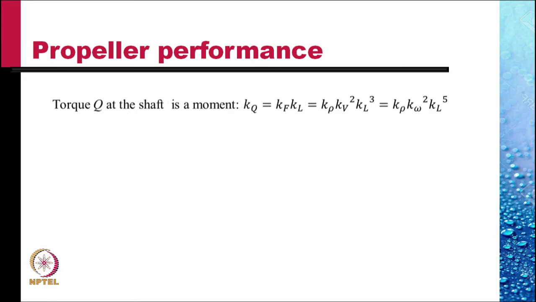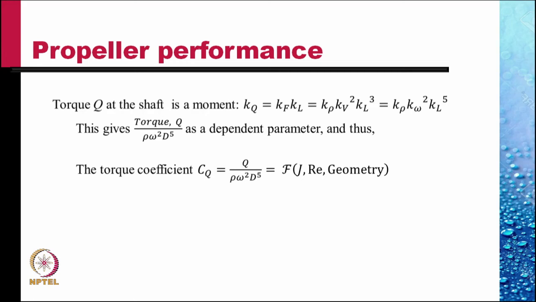The torque Q at the shaft is the moment. So KQ is like K force into KL, and that gives you K rho, K omega squared, KL raised to power 5. This gives Q divided by rho omega squared d^5 as a dependent parameter, and we define a torque coefficient CQ as Q divided by rho omega squared d^5, which should be a function of advance ratio, Reynolds number, and geometry.